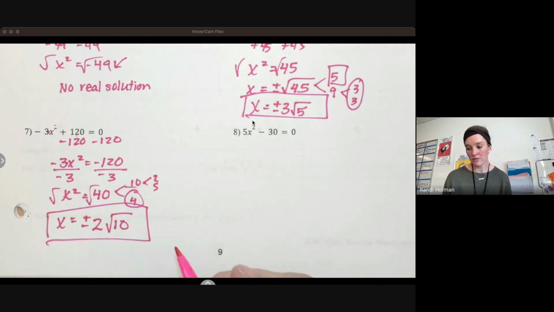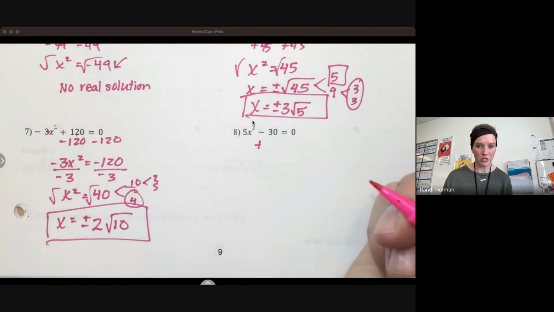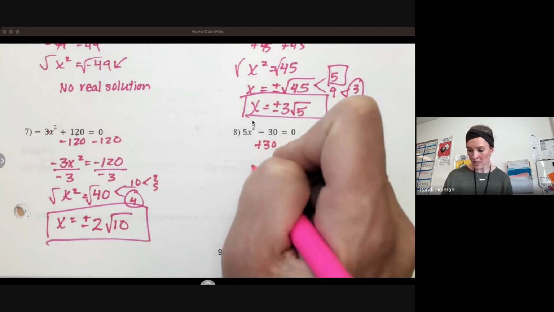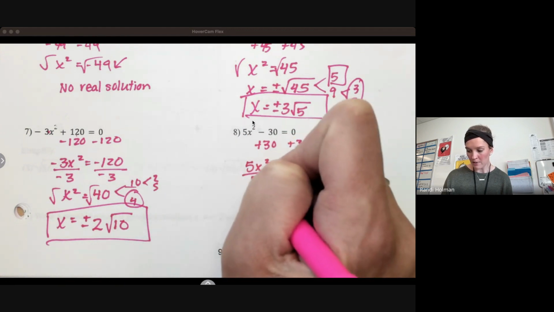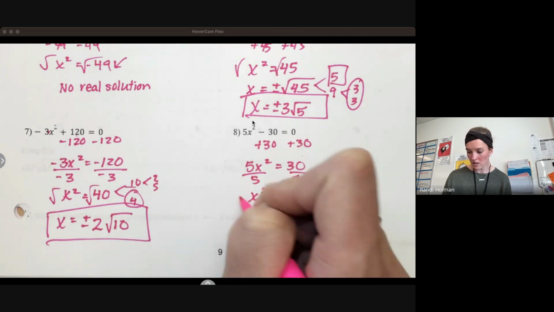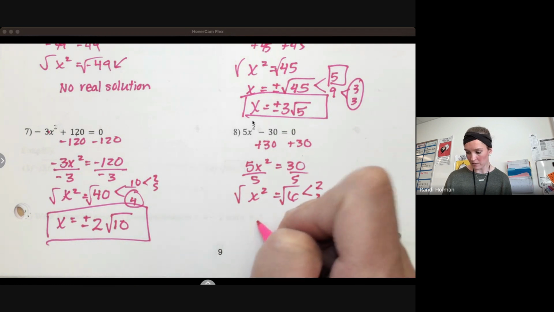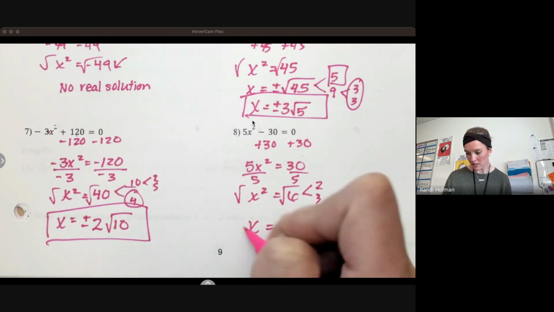Okay, so we're just using those inverse operations to get our variable by itself. Let's try one more here. This would be a great one to try on your own and then check your answer. Add 30 to both sides. 5x squared equals 30. Divide by 5. X squared equals 6. Introduce your square root. 6 is 2 and 3. It has no perfect square factors. So x is just plus or minus the square root of 6.